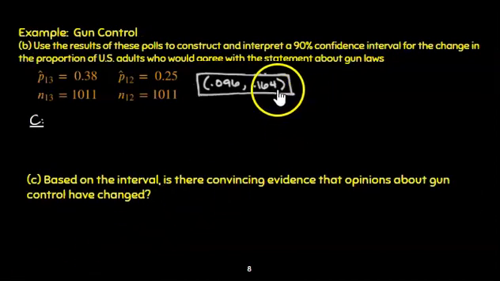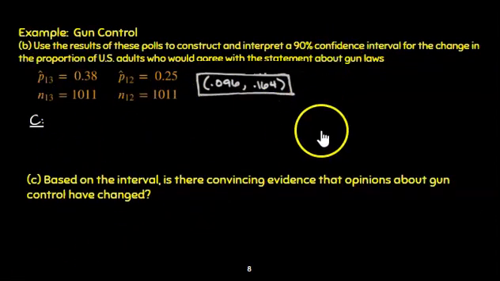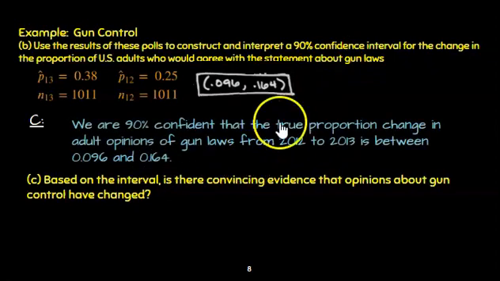Okay, so here's the interval. Now, how do I make a conclusion about a confidence interval? We say we are 90% confident that the true proportion change in adult opinions of gun laws from 2012 to 2013 is between 0.096 and 0.164. All right? So that's how we interpret the confidence interval. So look at the next question.